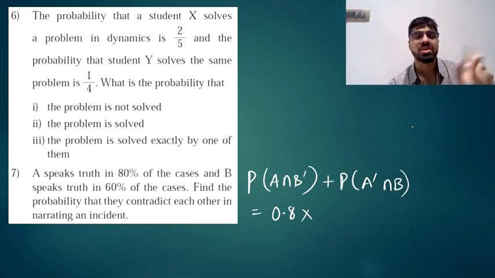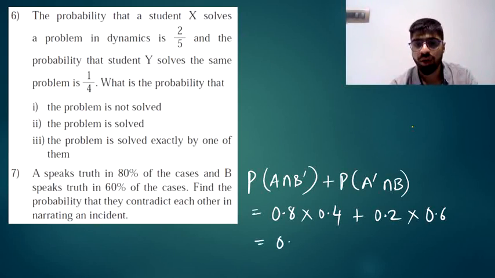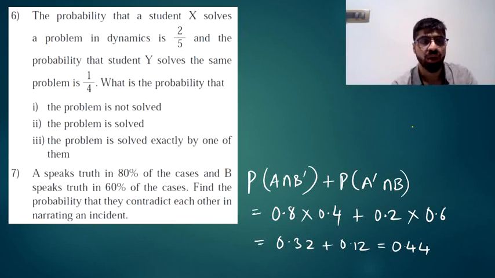B speaks the truth 60% of the times, so B will lie with probability 40%, so we write 0.4, plus similarly P of A complement. A speaks truth 80% of the cases, so A complement will be 20%, that is 0.2, and P of B will be 0.6 because in 60% of the cases B is speaking the truth. So we have 0.8 into 0.4, which is 0.32, plus 0.2 into 0.6, which is 0.12, and the final answer for that seventh question is 0.44. That's the final required probability.